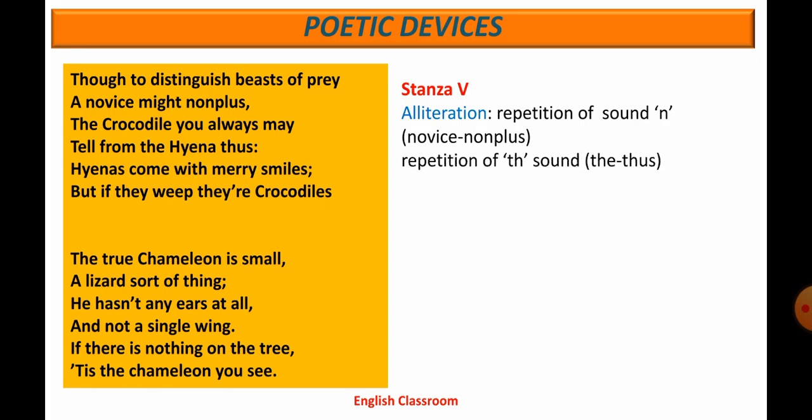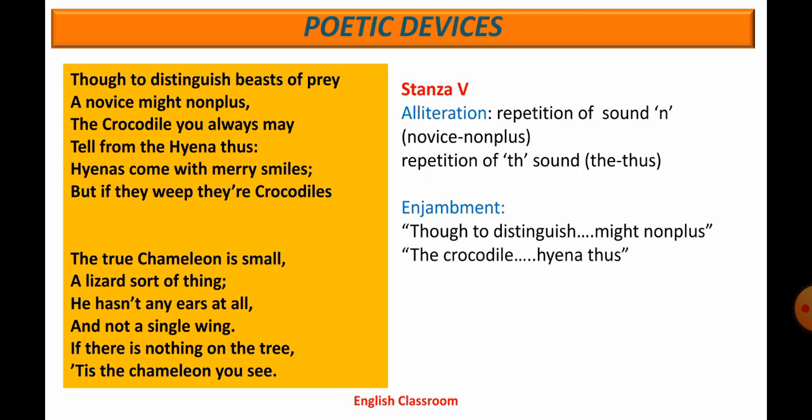Then you can find repetition of the th sound, the, thus. That is also called alliteration. Then enjambment. Here the line is, "though to distinguish beasts of prey a novice might nonplus." This is an example of enjambment. Again there is another enjambment. "The crocodile you always may tell from the hyena thus." So the idea is continuing without any punctuation mark. That's why it is called enjambment.